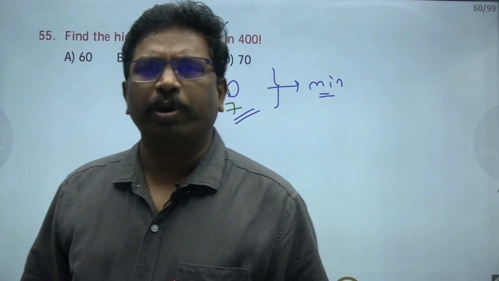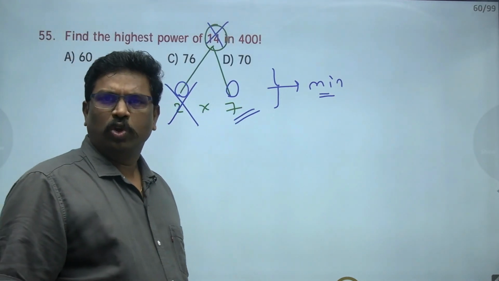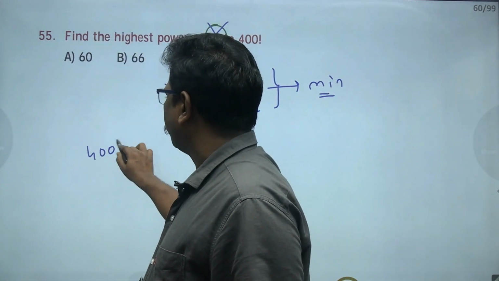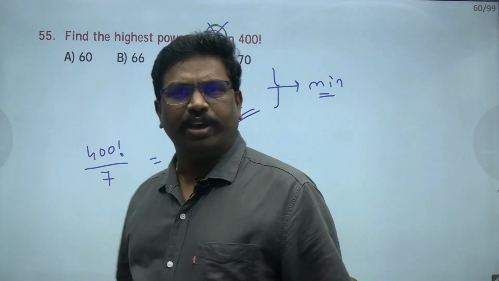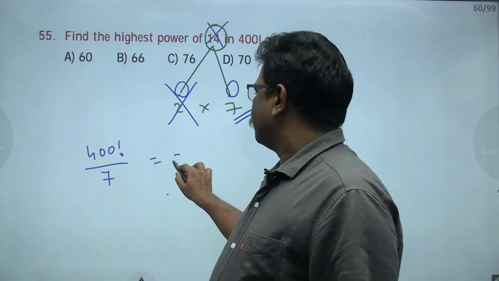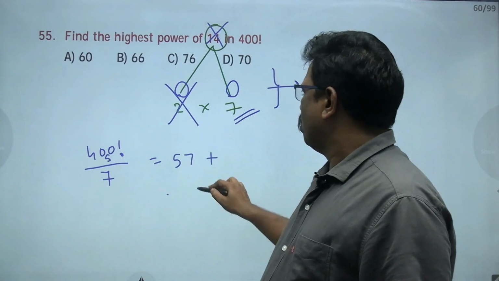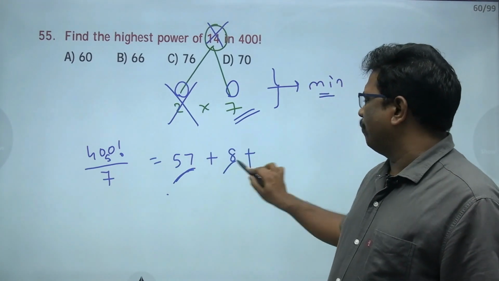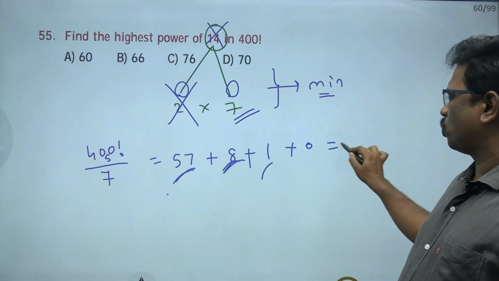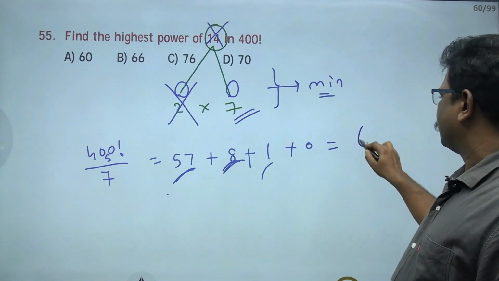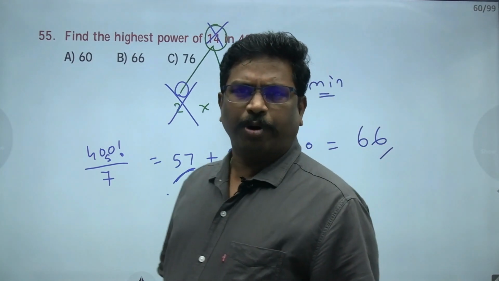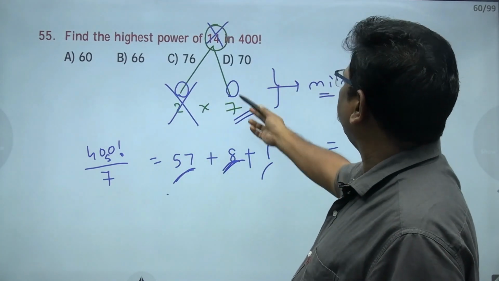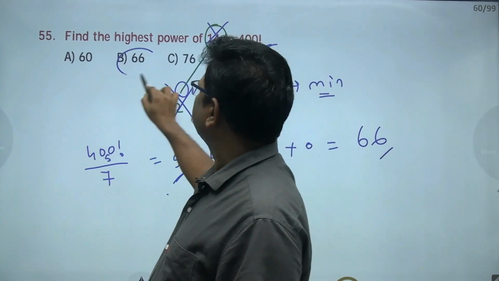That means you are finding how many 7s are there in 400 factorial. That's all. So how to find how many 7s are there in 400 factorial? Very simple. 400 factorial by 7 is 57 (7 fives are 35, 7 sevens are 49, 7 eights are 56). By 7 is 8 times. By 7 is 1 time. Then 0 times. Adding 57, 8, 1 gives 66. So the highest power of 14 in 400 factorial, 66 is the answer.